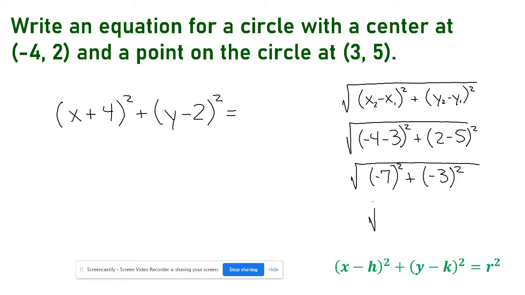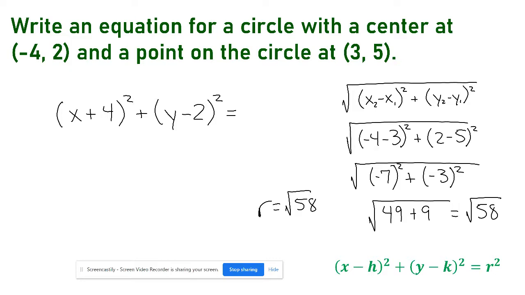-7 squared is going to be 49. -3 squared is going to be 9. So this ends up giving me the square root of 58. So my radius is the square root of 58.